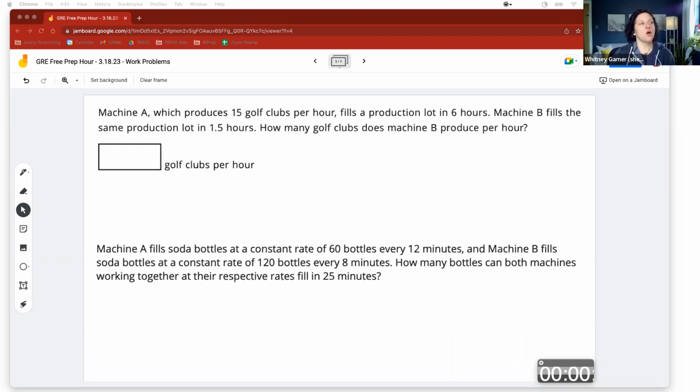Okay. So we're going to set it up again. We notice that we've got machine A and machine B. We've got more than one machine working together. I look for the place where, well, my question on the first one is, are they working together?